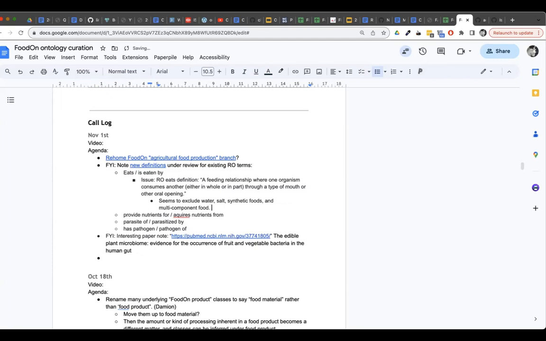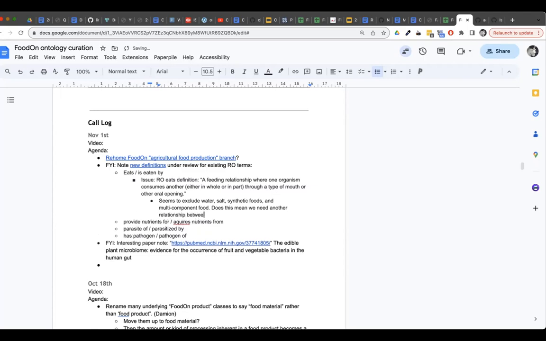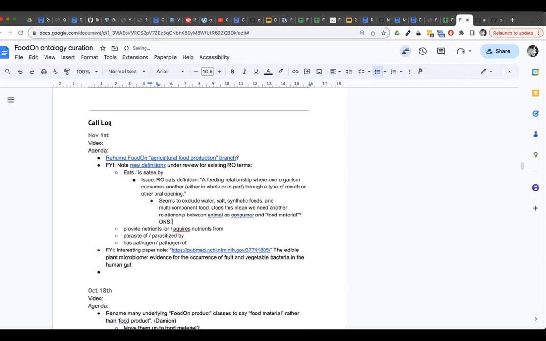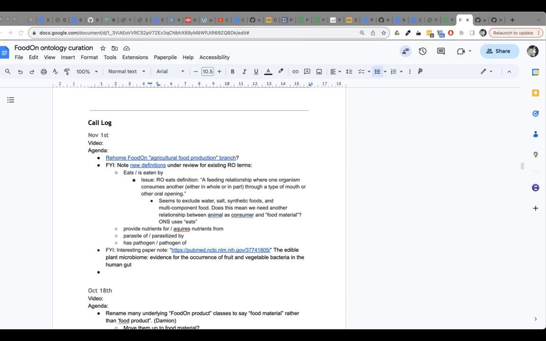So the question is another relationship between animal consumer and food material. And this does bear upon, I think, ONS, I believe, uses eats. Let me just verify that right now. I can leave this commentary in the RO relationship ontology.